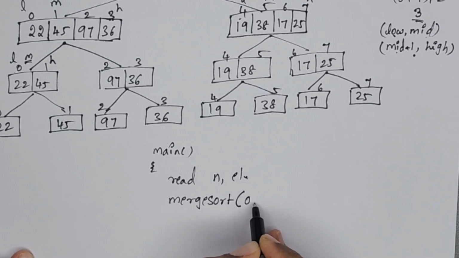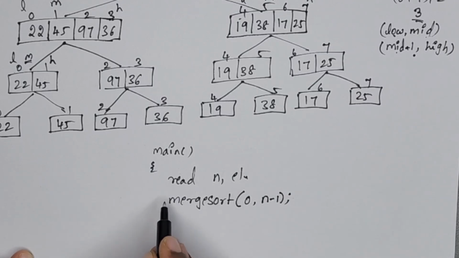The initial index is 0, the first element index, and I'm going to send the last element index. This is the main function. Before sorting and after sorting, you can print the elements. Only the important statements I'm going to explain; the remaining statements everyone can write. So the reading part, and after merge sort, you can print the array elements.